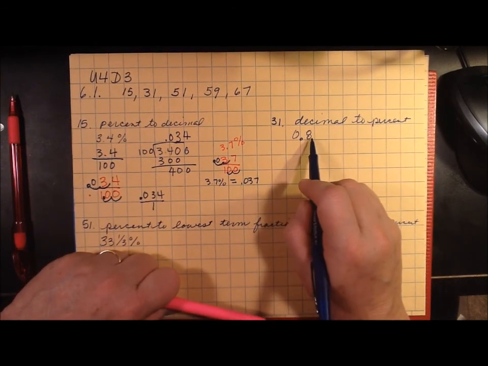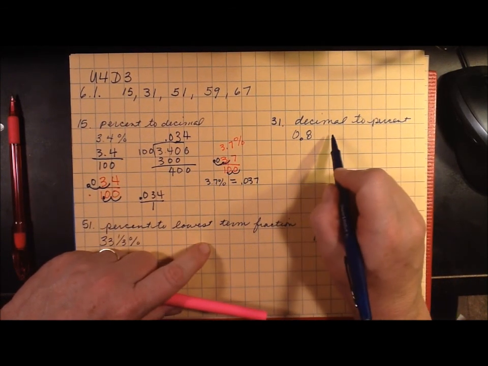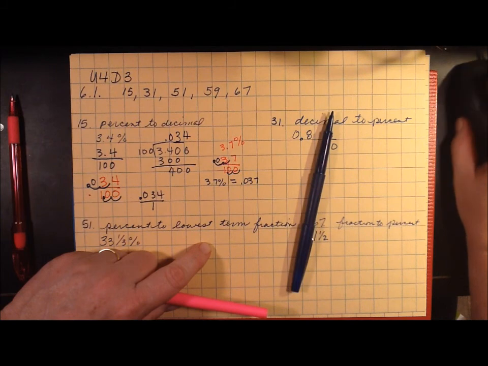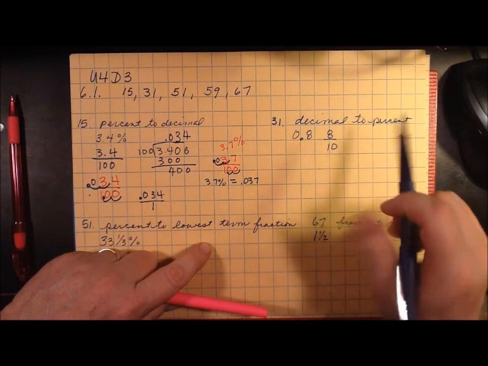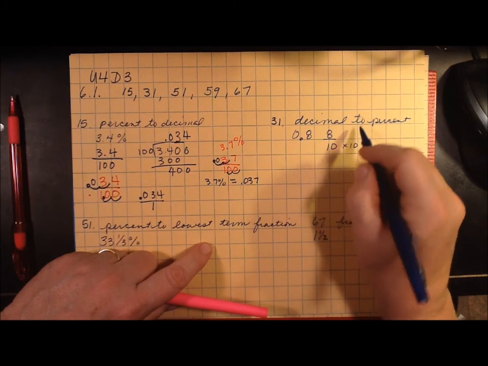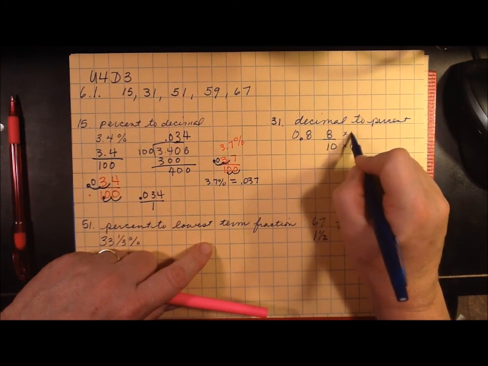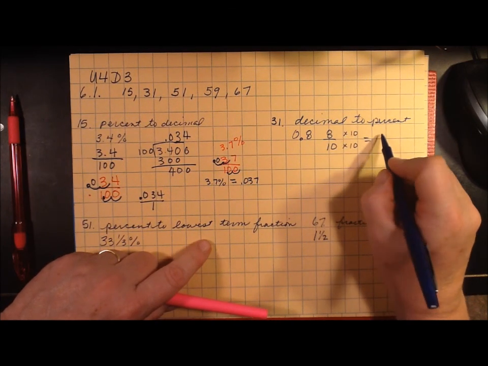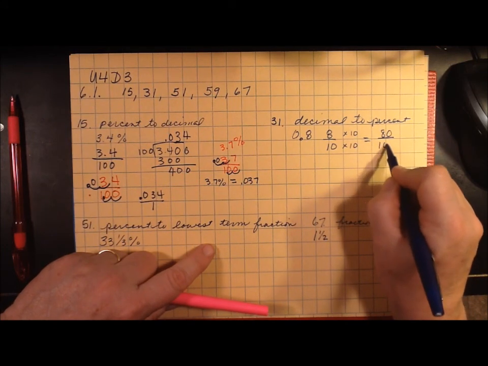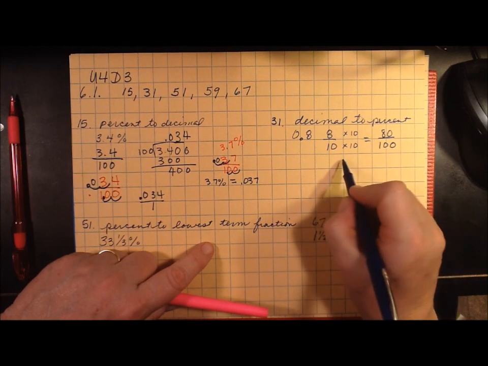Okay, let's go the other way and go from a decimal to a percent. This is the same as 8/10. If I want to get that to 100, I'm going to multiply it by 10, and I'm going to multiply that by 10. And now I have 80 over 100. So that's the same as 80%.